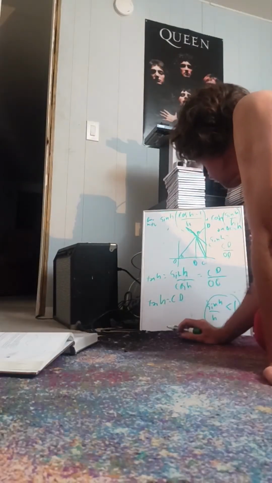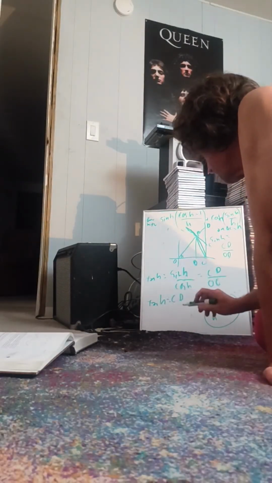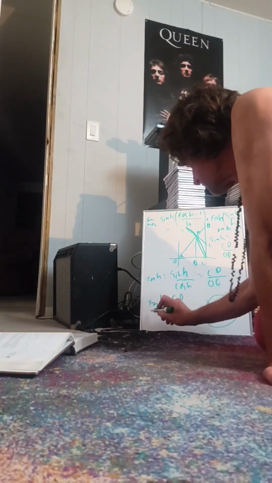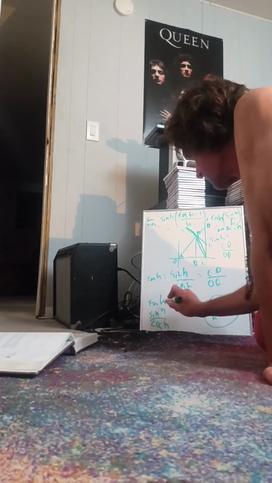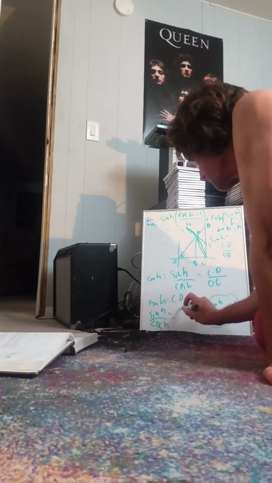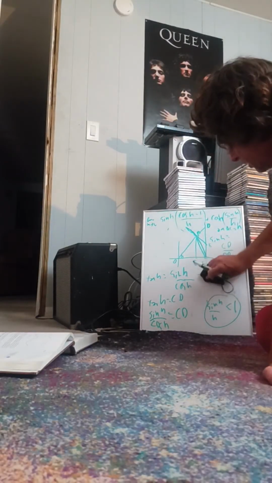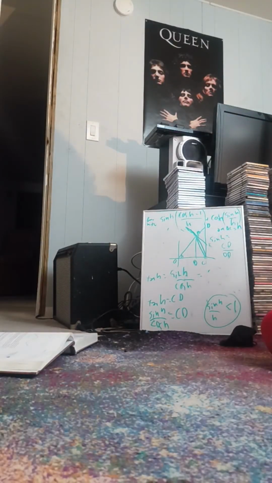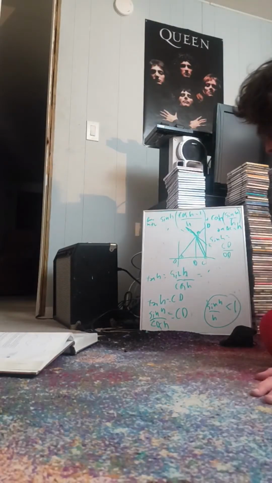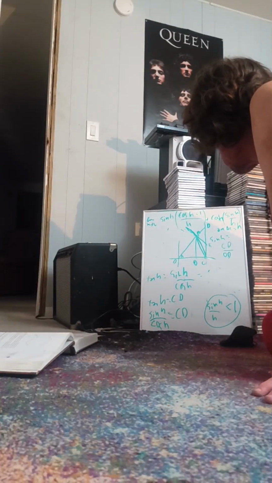But also tangent h, therefore sine h over cosine h, which is tangent h, equals CD. So we have sine h over cosine h equals CD. And we have CD equals, what's CD equal?